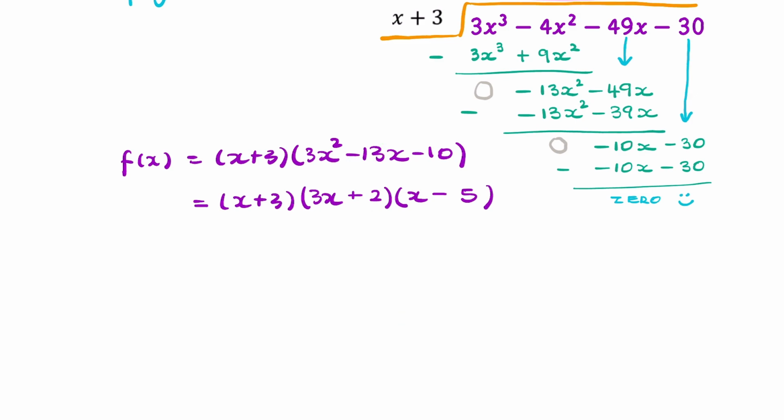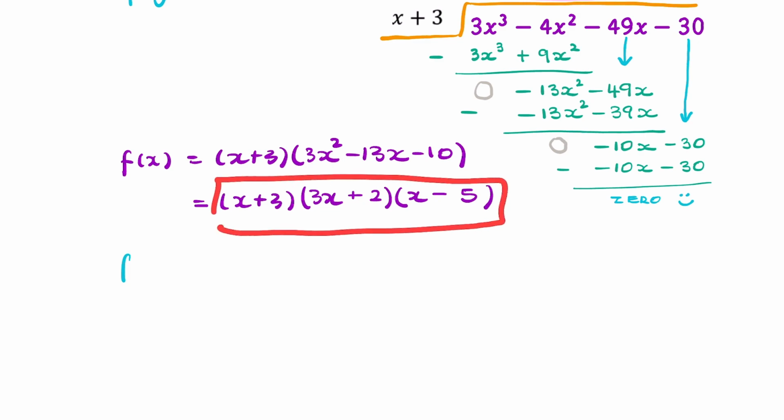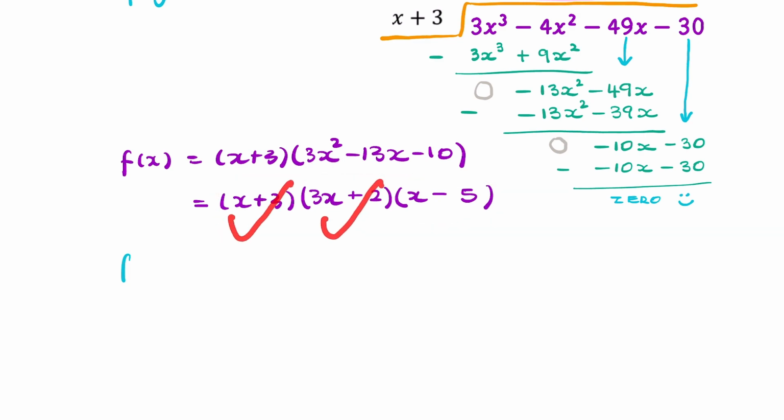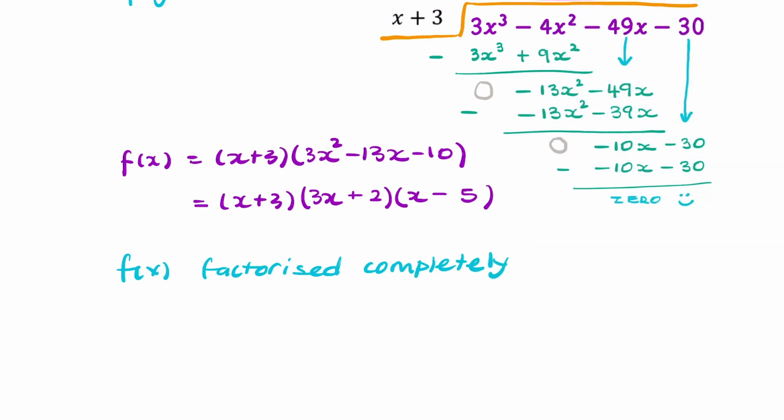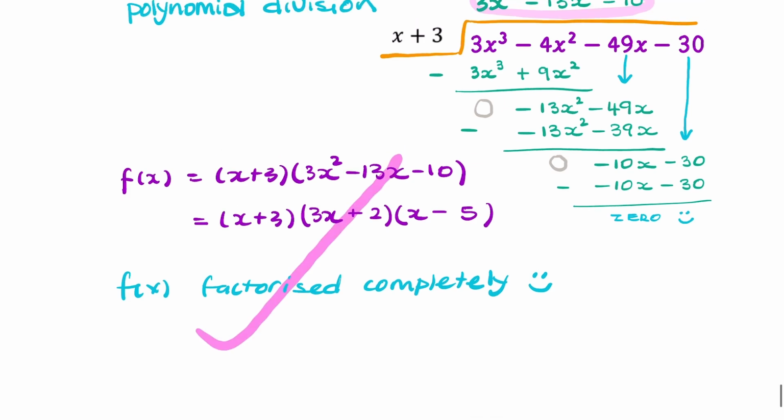So now we can say that these are 3 linear terms, 1, 2, 3, and that means f of x has been factorized completely. And that's the end of this question.